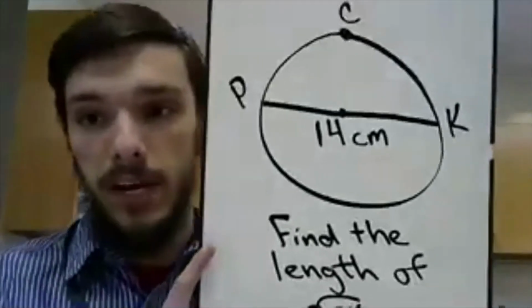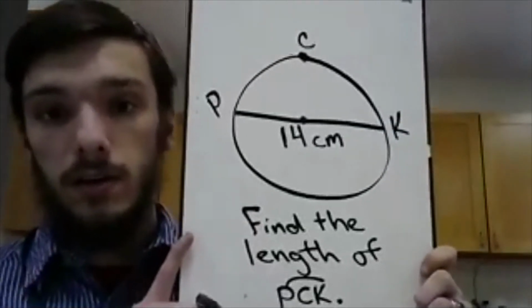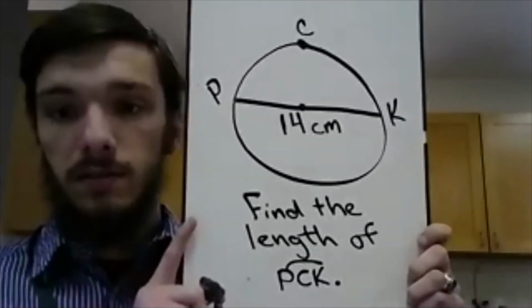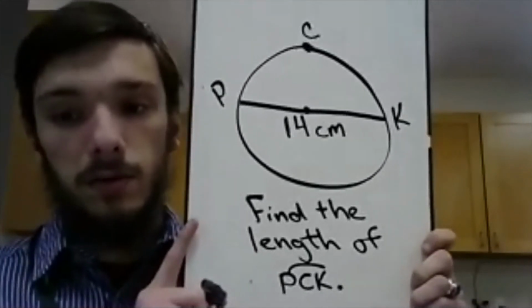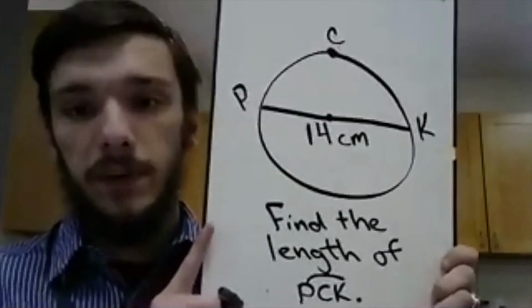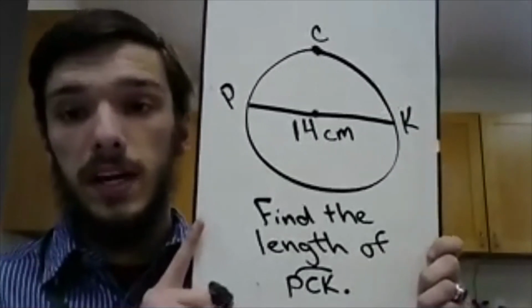I hope you enjoyed this video discussion of circles and their arcs. And if you're in my geometry class currently, I have one problem that I'd like you to practice before class on Monday. In the circle here, find the length of arc PCK. And PK is a diameter. So arc PCK is a semicircle.